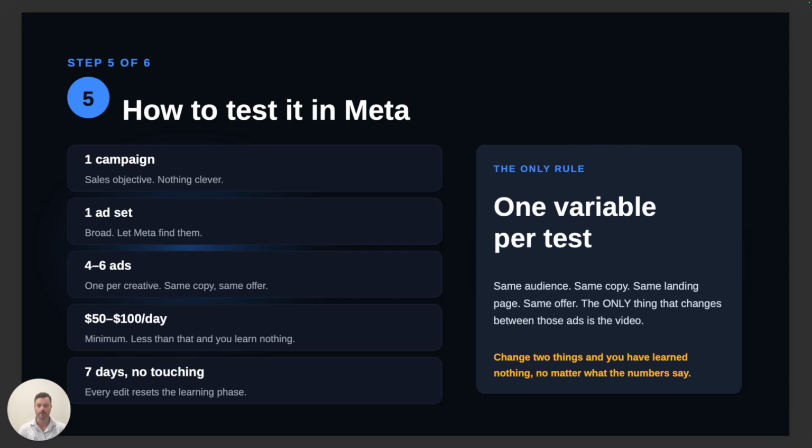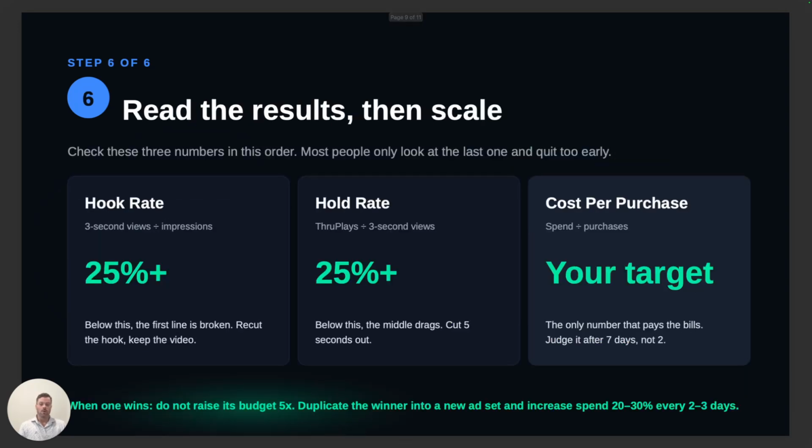And then go from there. So after that, 7 days later, here's how you read it. 3 numbers in this order. And most people just jump to the last one and kill good creative way too early.